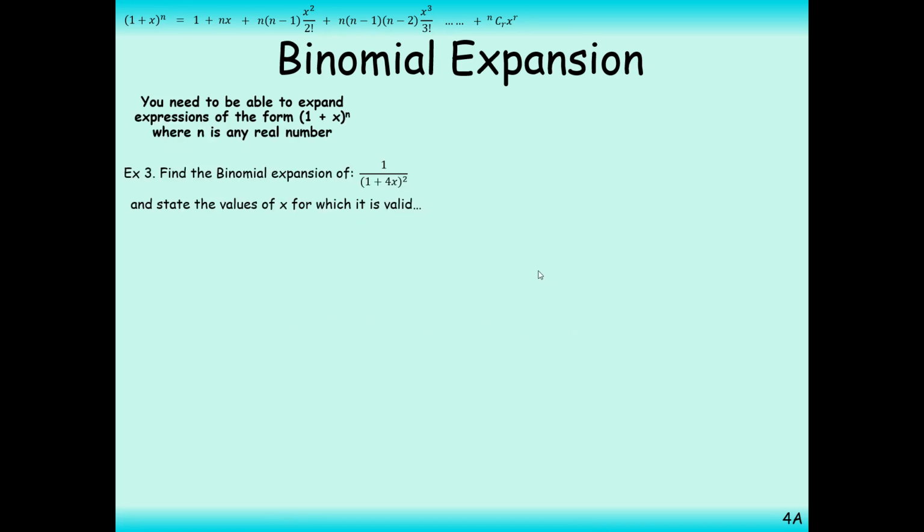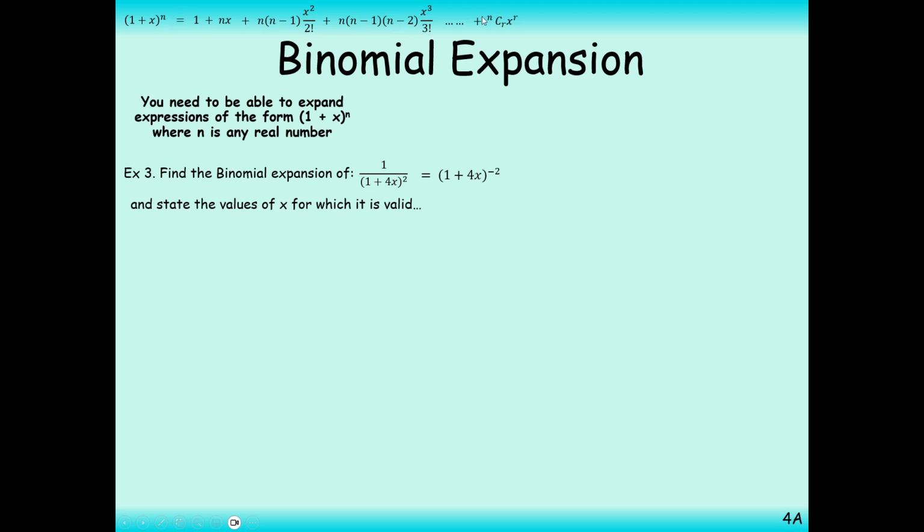Alright, so in this example, we've been told to simplify 1 over (1 plus 4x) raised to the power of 2 and state the values of x for which this expansion will be valid. So we rewrite this fraction as (1 plus 4x) in brackets with the power of negative 2 rather than positive 2 in the denominator, like so. So now we can get to work and use the general form of binomial expansion.